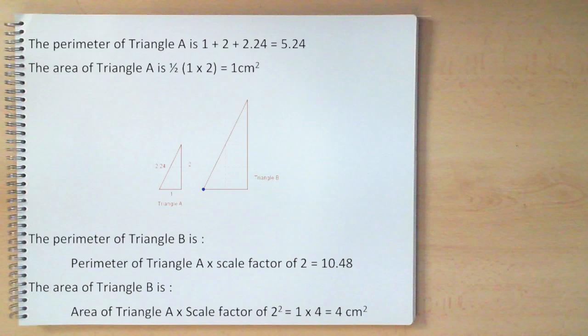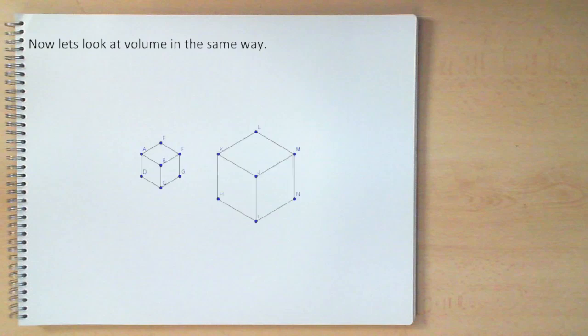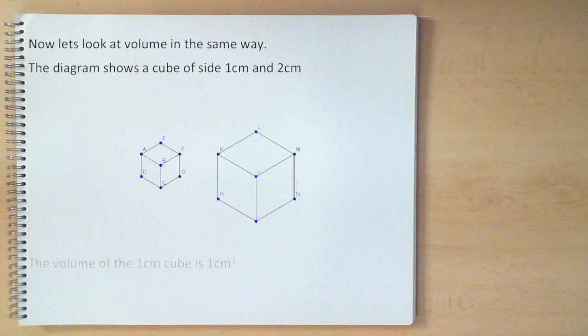Let's have a look now at volume and the impact of linear scale factors on the volume of shapes. The diagram shows two cubes. The first cube has sides of 1 centimetre and the second cube has sides of 2 centimetres. The volume of the 1 centimetre cube is 1 times 1 times 1, which is 1 centimetre cubed. The volume of the 2 centimetre cube is 2 times 2 times 2, which is 8 centimetres cubed.